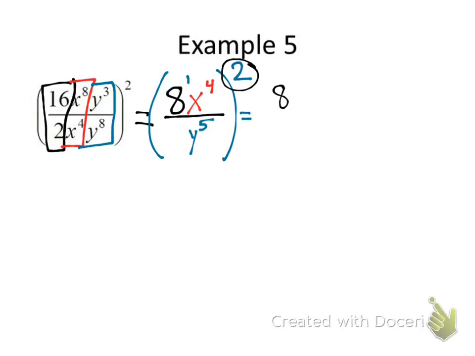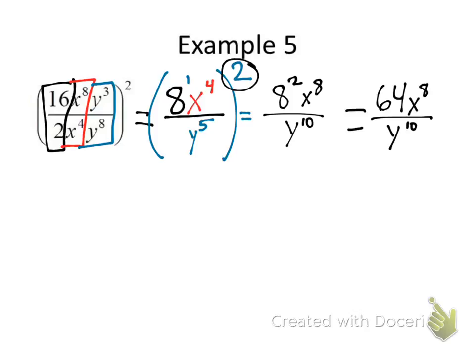So that gives me 8 to the 2nd, x to the 8th, y to the 10th. What is 8 to the 2nd? No. 64. It's 8 times 8. X to the 8th stays the same. Y to the 10th stays the same.